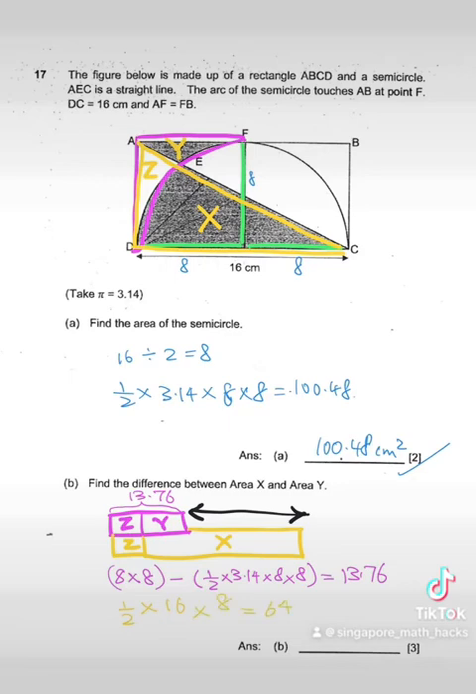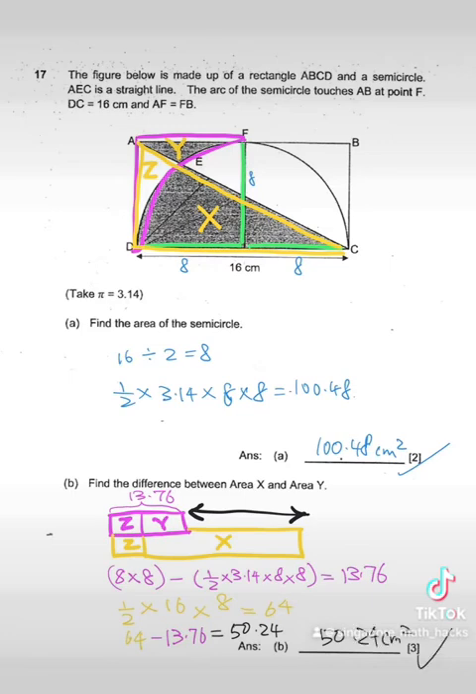So what is the difference between these two? It is 13.76. Sorry, the other way around. It should be 64, subtract the boomerang 13.76, to give us a difference of 50.24. So that's the difference between the x and y.